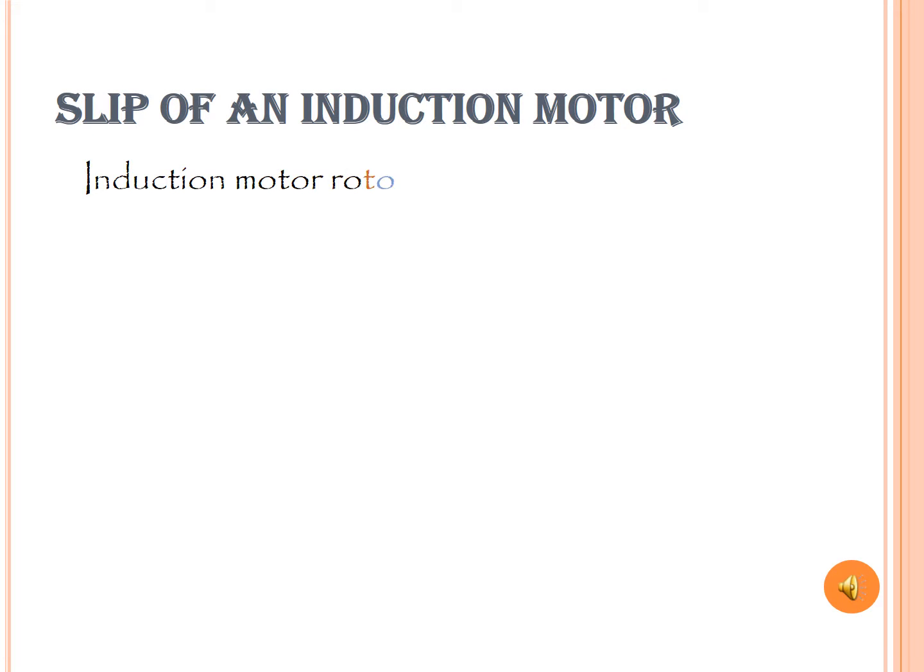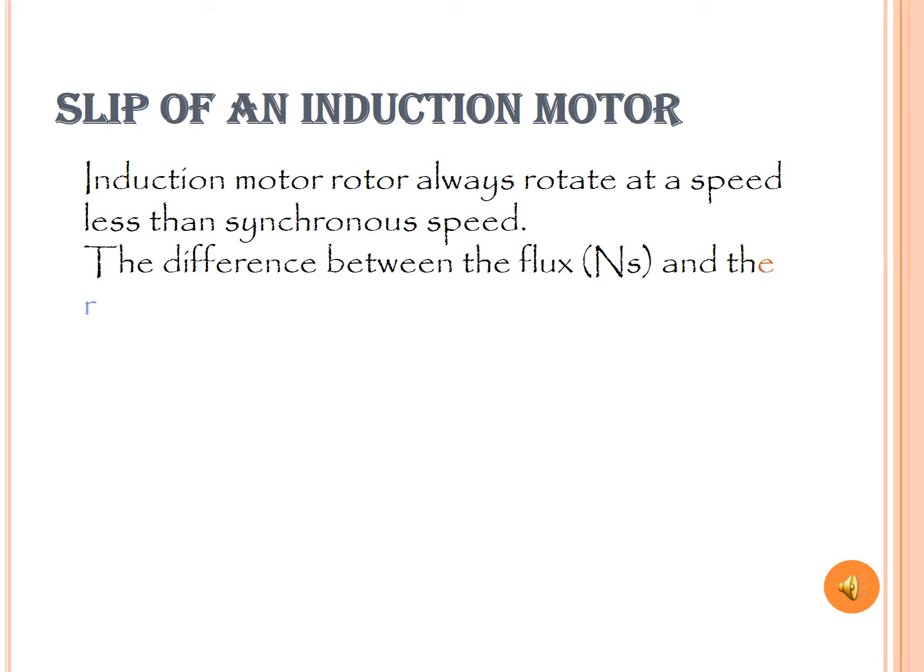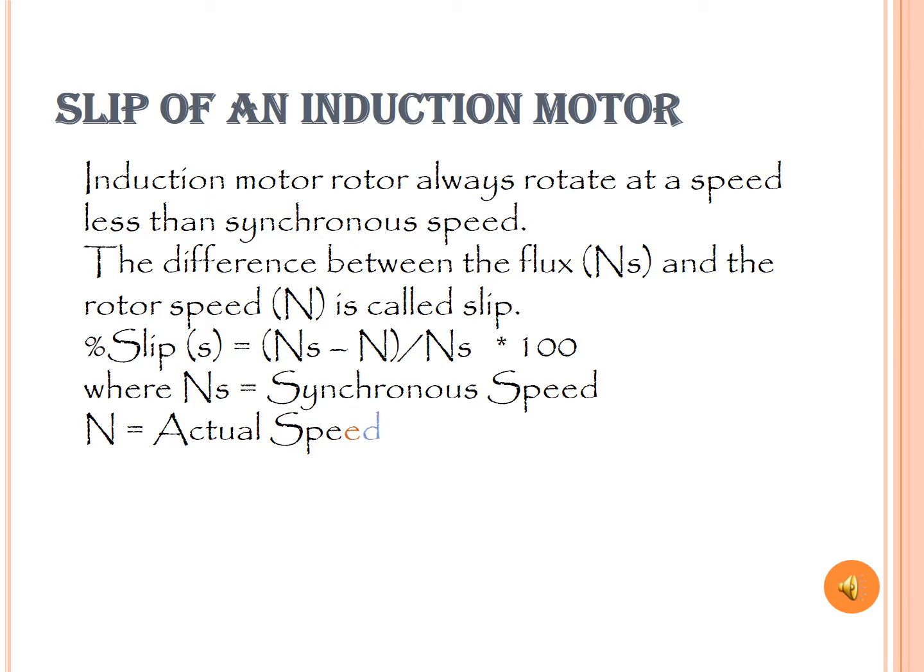An induction motor rotor always rotates at a speed less than synchronous speed. The difference between the flux speed ns and the rotor speed n is called slip. Percentage slip is equal to ns minus n divided by ns, multiplied by 100, where ns is synchronous speed and n is the actual speed of the rotor, and slip speed is equal to ns minus n.